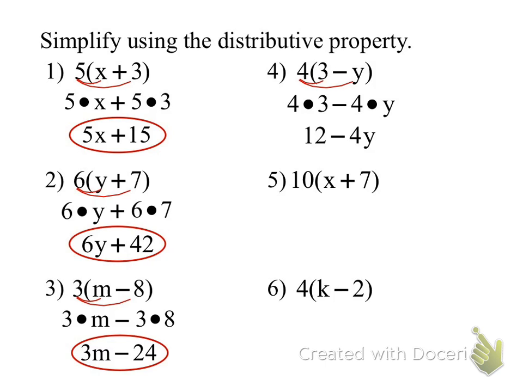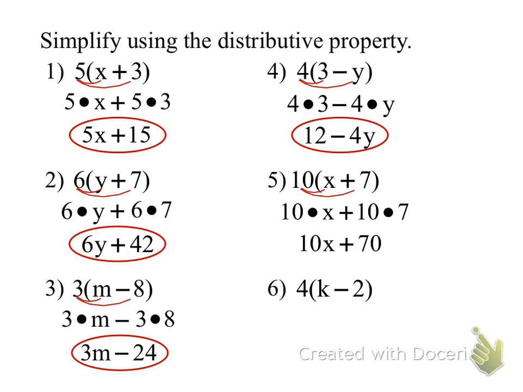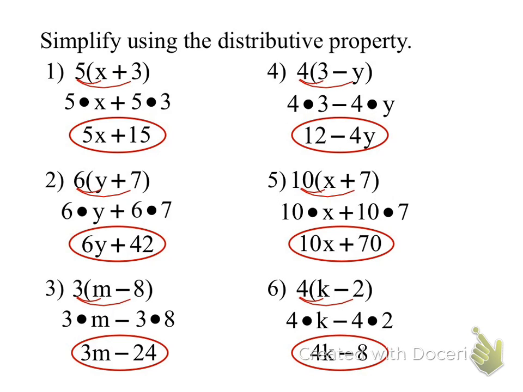So try the next one, Donovan. Okay. What do I do first? Okay, first you do 10 times x plus 10 times 7. And that equals 10x plus 70. Perfect. Xander, next one. So I did 4 times k minus 2 times 4, I mean 4 times 2. And so I got 4k minus 8. Perfect. Questions?